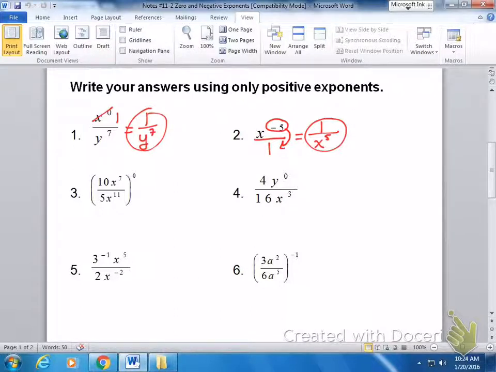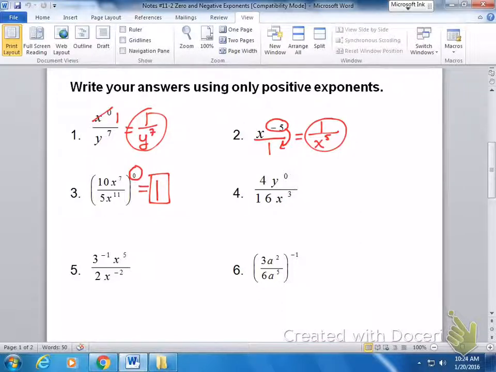Now, number 3, 10x to the 7th divided by 5x to the 11th, all that raised to the 0 power. Now, if you remember, just a second ago, we said anything raised to the 0 power is 1. Even if it's a really complex series of equations and division, if it's raised to the 0 power, the answer is 1.